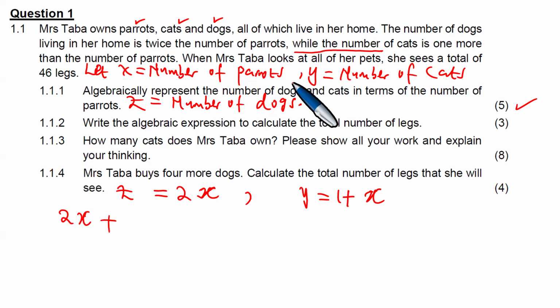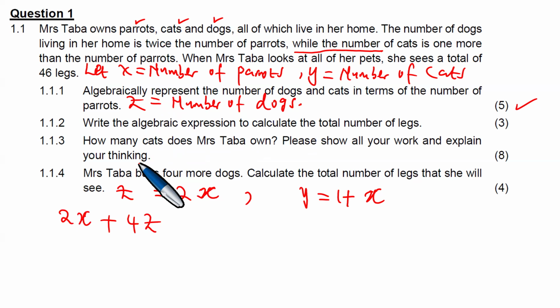Dogs. Yes, we have the dogs. How many legs does the dog have? It has 4. So it's 4 times Z, 4 legs times Z. Right. So we continue.